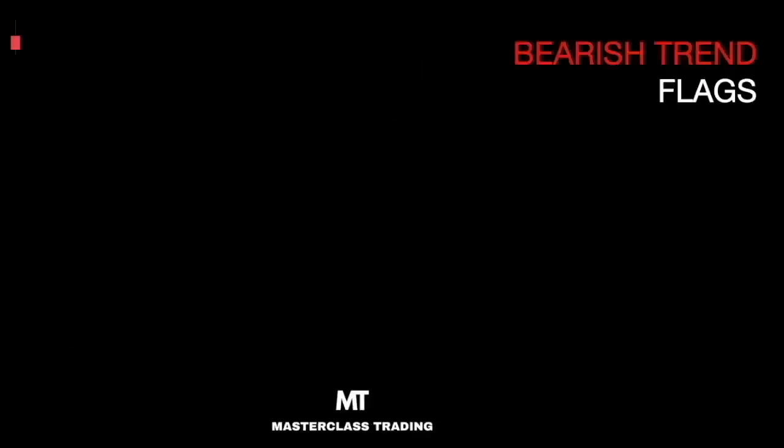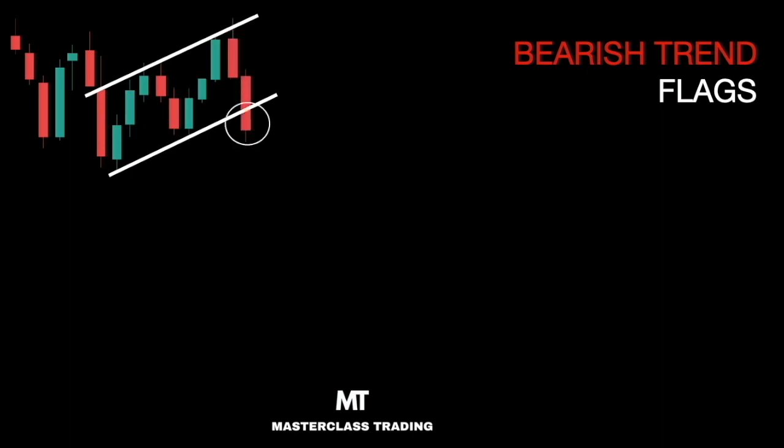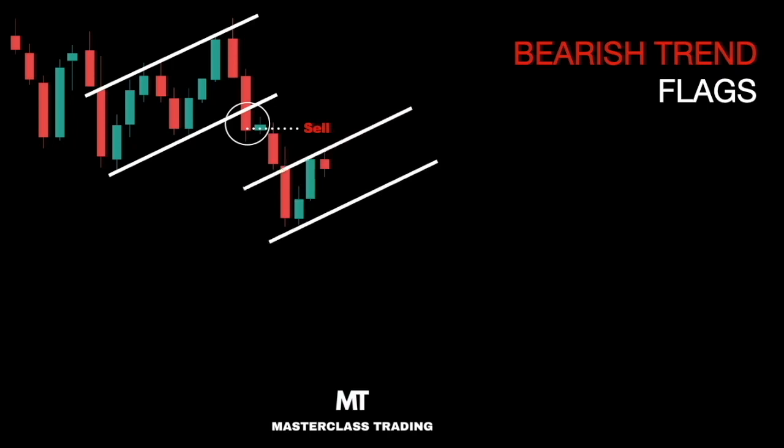Hello traders, in this video we are going to learn how to trade bearish trend flag patterns. Bearish flag patterns are bearish continuation trend patterns. As we can see on the chart, price is moving in a downtrend, creating lower highs and lower lows. Price moves in waves, and will eventually reach minor support zones, creating bullish retracements. The retracement is not linear, but instead, price creates a diagonal counter-consolidation range. Price fluctuates in a counter-diagonal support and resistance level, creating what is known as a flag continuation pattern.